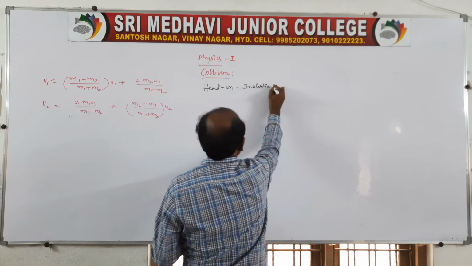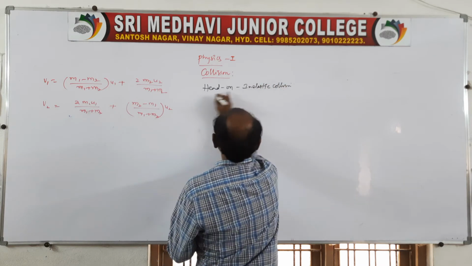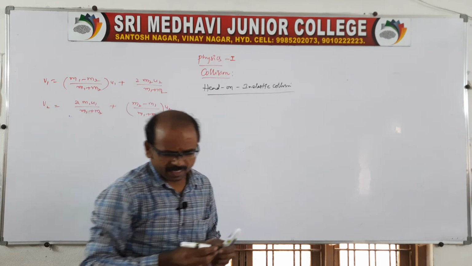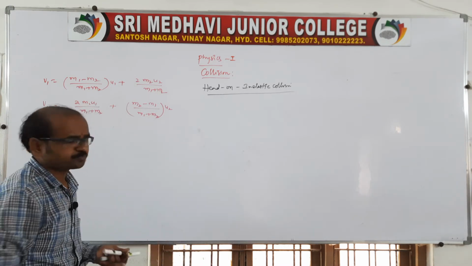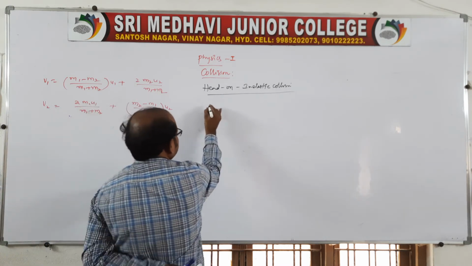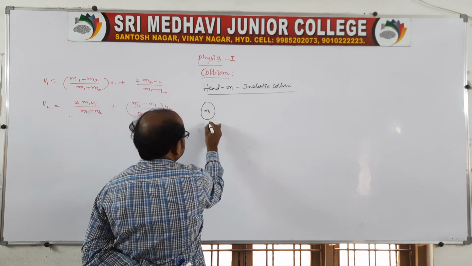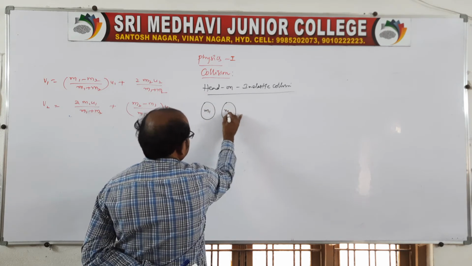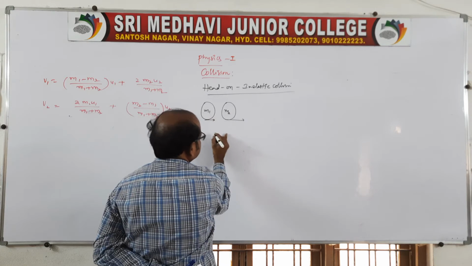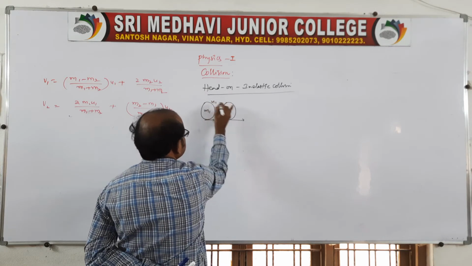Head-on inelastic collision. During this, what happens? Inelastic collision. See, again let us consider two bodies of masses m1 and m2 which are moving in the same straight line, right, with velocities u1 and u2.